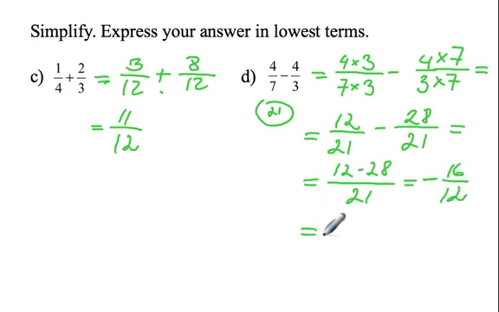-16/12. Now 16 and 12 have a common factor. Both of them divide by 4. So if I divide 16 by 4, that's 4. And if I divide 12 by 4, that's 3. So we have -4/3. This we are not specifically asked to express as a mixed number, but we could express it as a mixed number if we were asked to. 3 fits into 4 once, so that's -1 and 1/3.